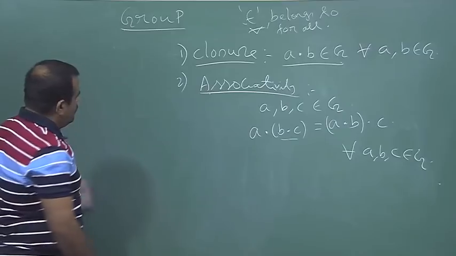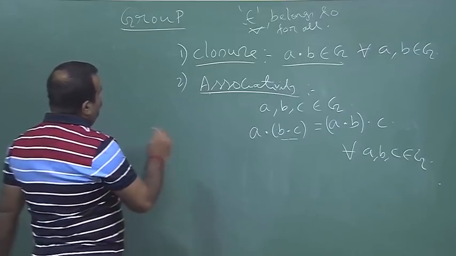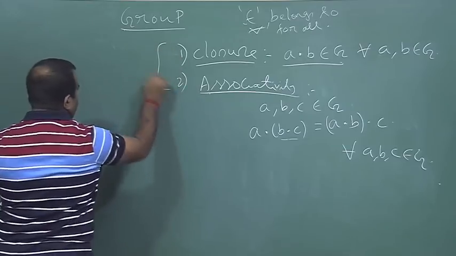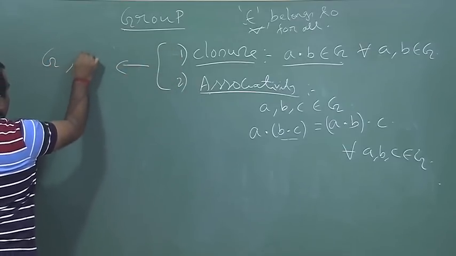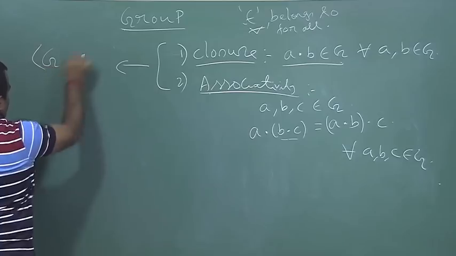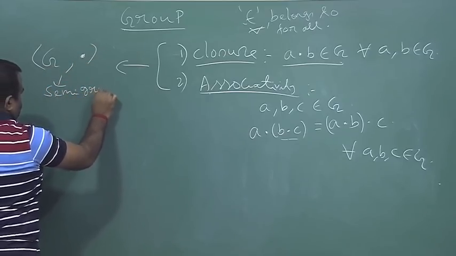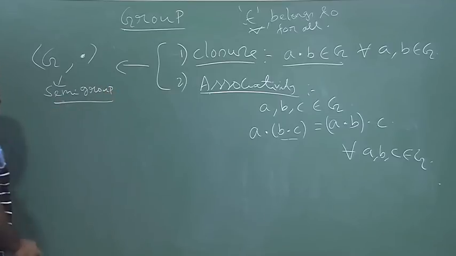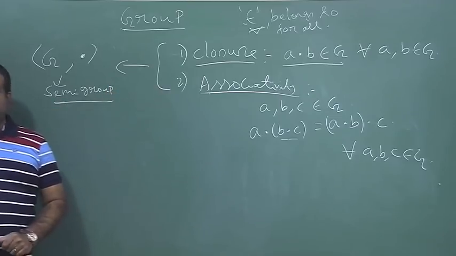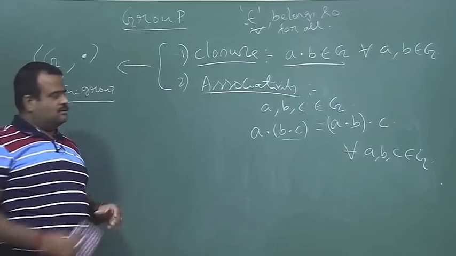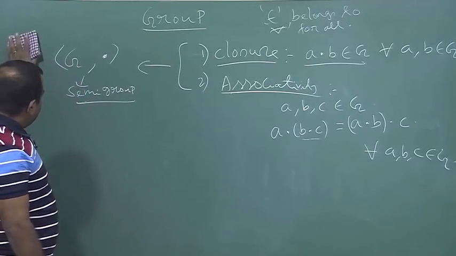Okay. So, now if these 2 properties are satisfied for a set along with this operator, then we call G along with this operator a semigroup. If just these 2 properties are satisfied, one is closure property, another one is associativity property. Okay. But we are looking for a group.